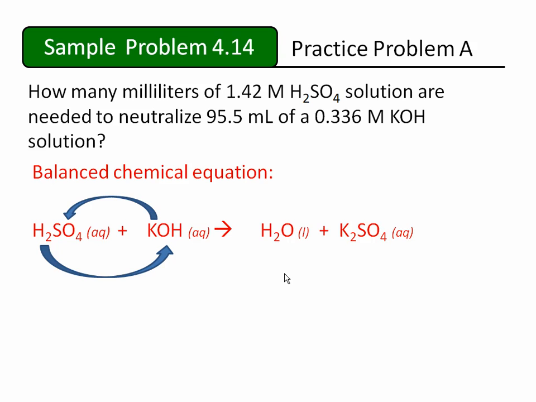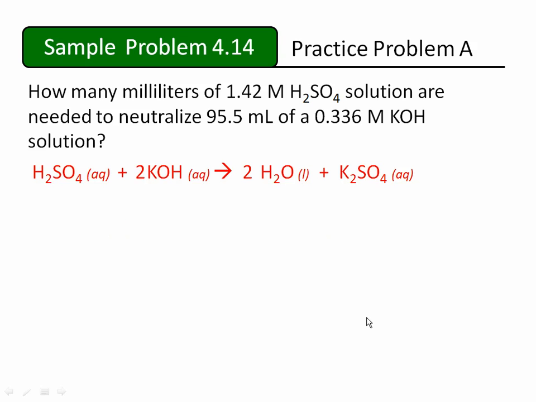Now this chemical equation is not balanced, but balancing it is relatively easy. We'll need to show 2 units of potassium hydroxide and 2 units of water in the products. And now we have a balanced equation that we can use to solve our mole problems. The solution to this problem needs to be milliliters of sulfuric acid. We know that it takes 95.5 milliliters of 0.336 molar potassium hydroxide solution.